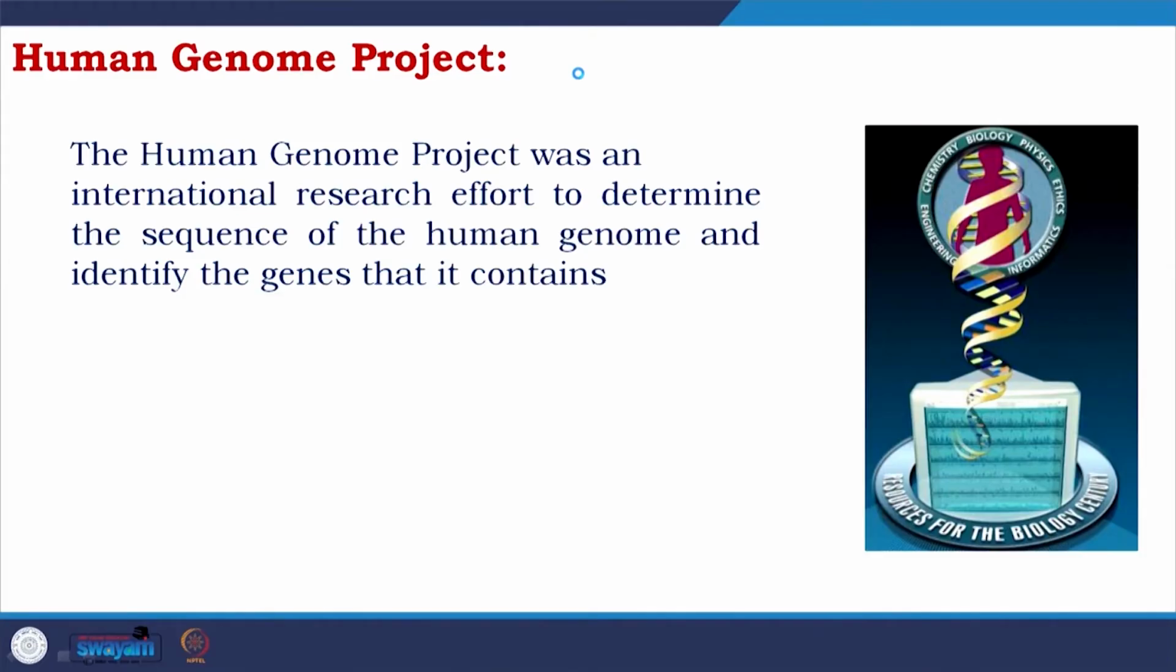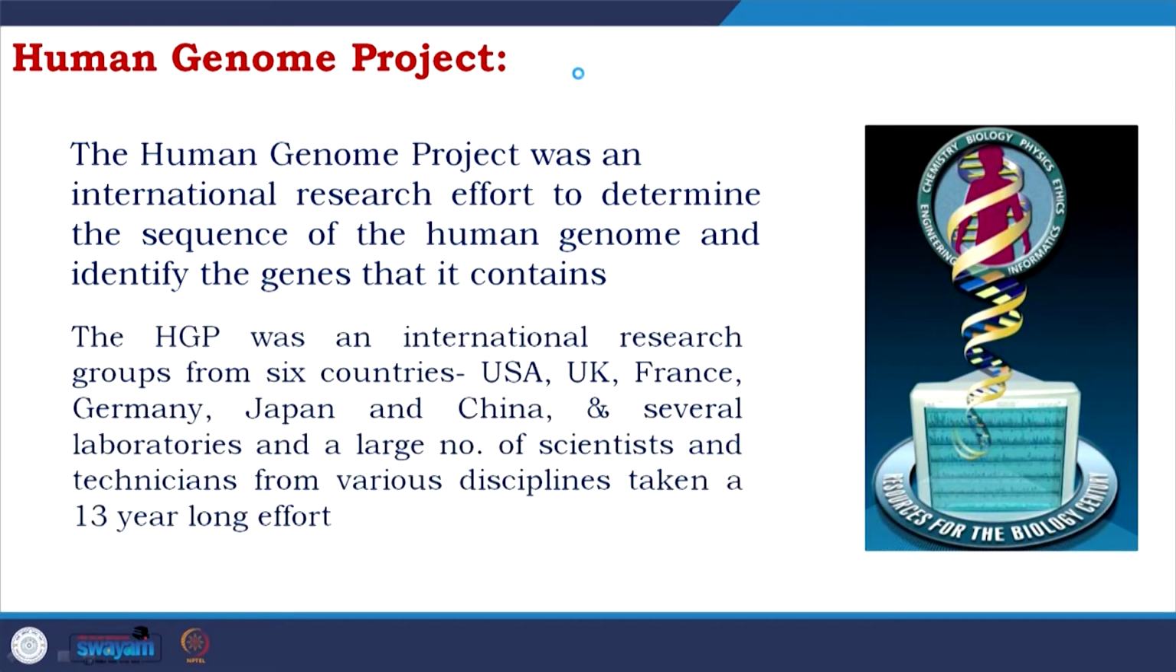The Human Genome Project was an international research effort to determine the sequence of the human genome and identify the genes that it contains. It was an international research group from 6 countries: US, UK, France, Germany, Japan, and China, with several laboratories and a large number of scientists and technicians from various disciplines, who made a 13-year-long effort to make it successful.